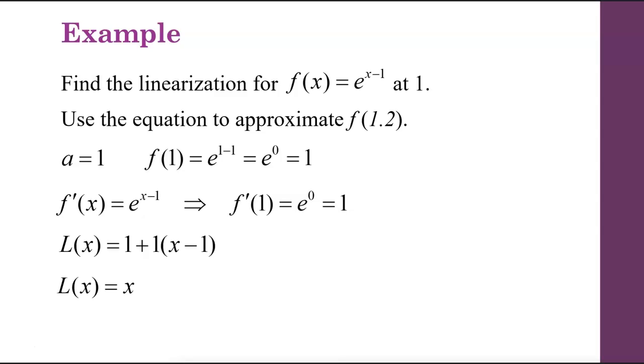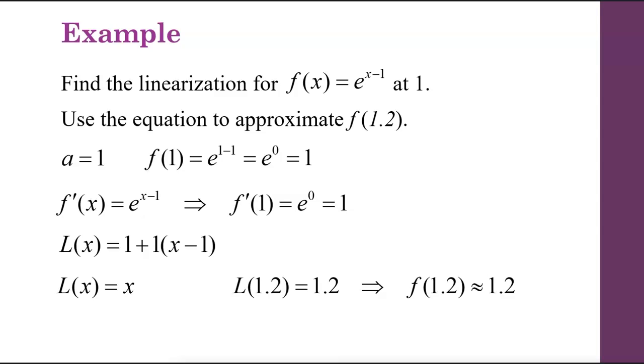Right? So we're asked to use this equation to approximate f of 1.2. So we already know that L of 1.2 is 1.2, which means f of 1.2 is approximately 1.2, right? The line is going to be an approximation to my function as long as I'm near the value of a. And in this case, 1.2 is pretty close to 1. So we can use that linearization to approximate the value of our function, right?